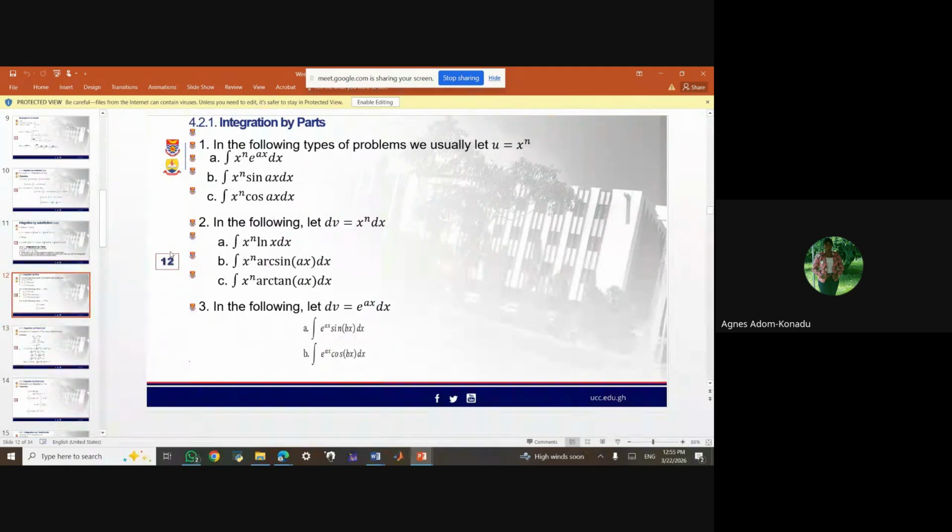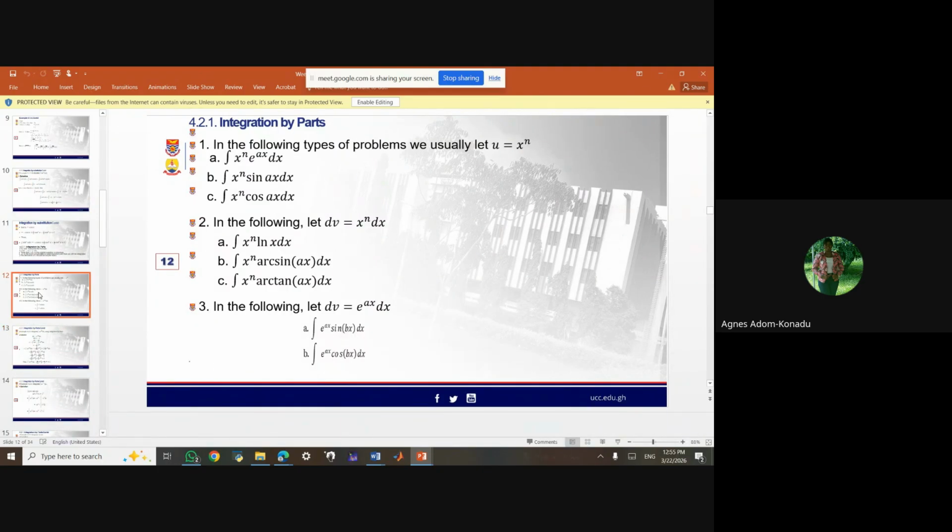So with the three in mind, we want to integrate x e to the power 2x dx using integration by parts. Under which of the three points does this equation fall? Let's look at this. Is it type 1, type 2, or type 3? This is the question, x e to the power 2x dx. So under which one does it fall?